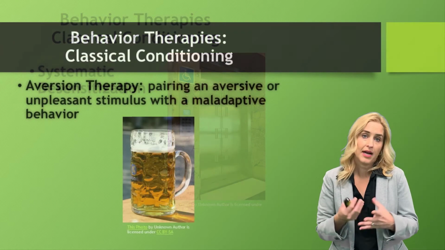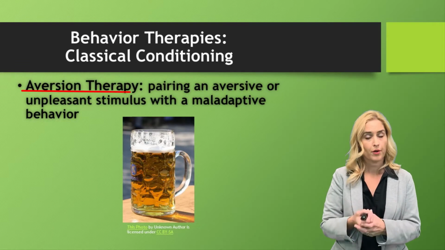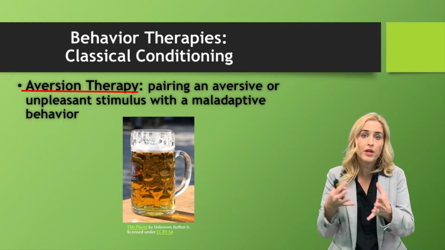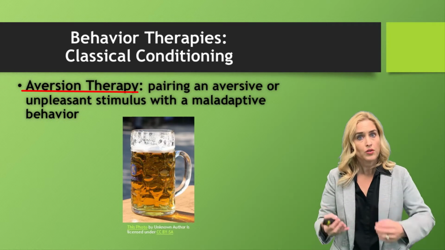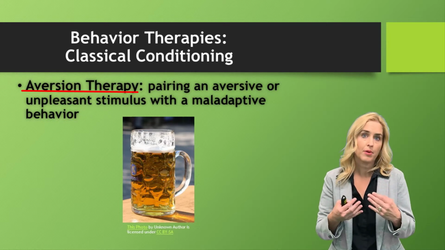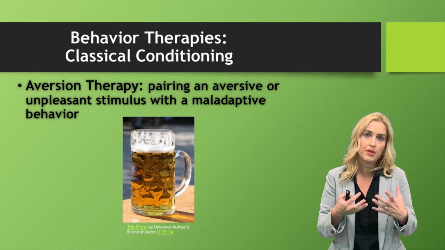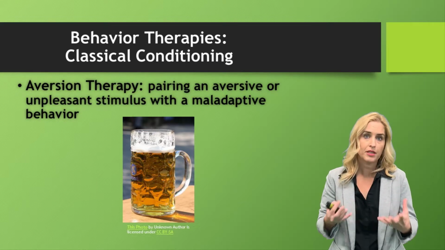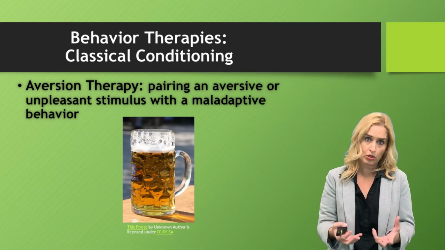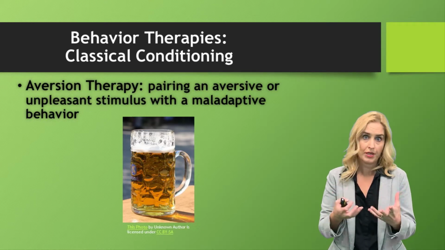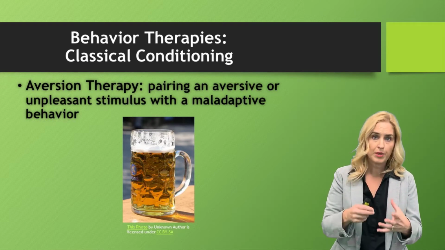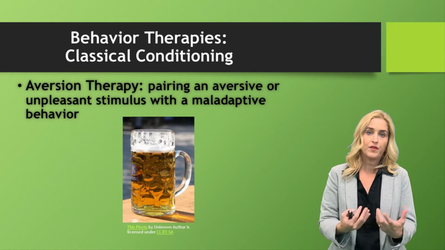Another type of classical conditioning would be aversion therapy. And this is where we pair an aversive or unpleasant stimulus with a maladaptive behavior. So this might be putting some type of medication or something in a drink that makes us feel nauseous. So maybe an individual has a problem with drinking too much, and their favorite drink is beer. So we would put that substance in the beer and it would make that individual feel nauseous.